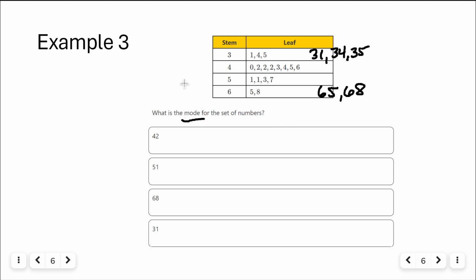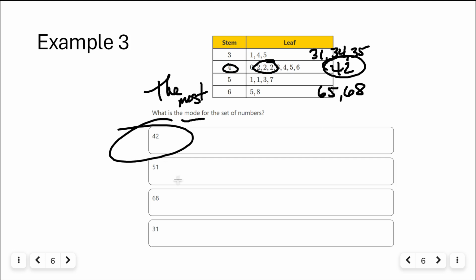All right, mode is the number that appears the most, right? Which number appears the most? Well, the 4 has 3 2s next to it. 5 has 2 1s. So it looks like the 2 with the 4. So 42 is the mode. Yeah, it's a choice. We'll circle it. Okay, 42 is the most.